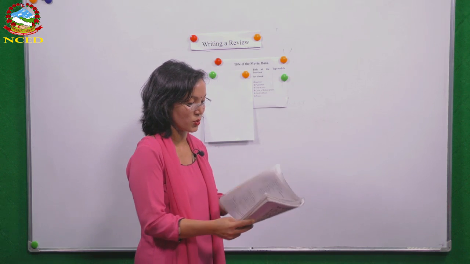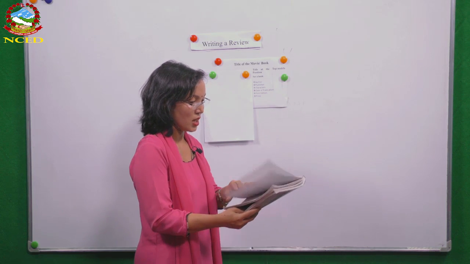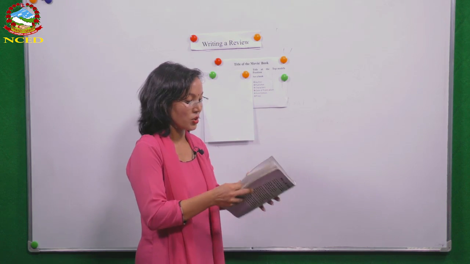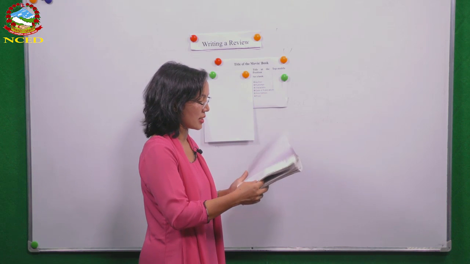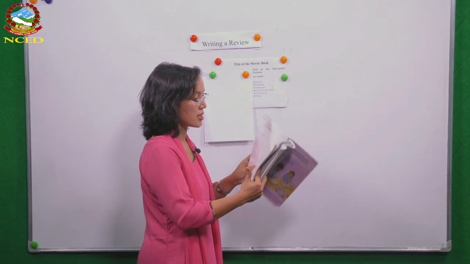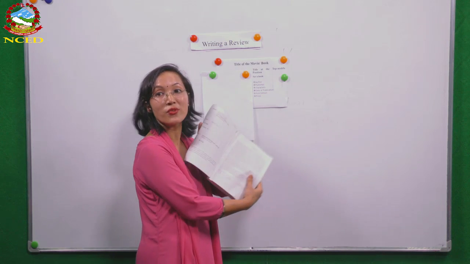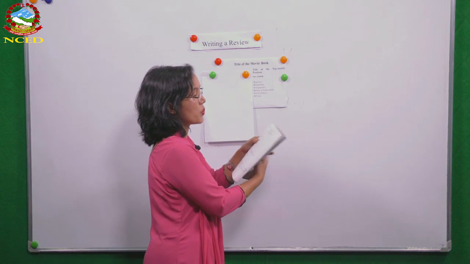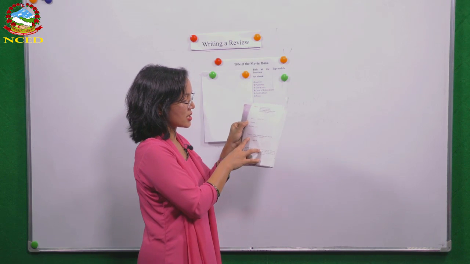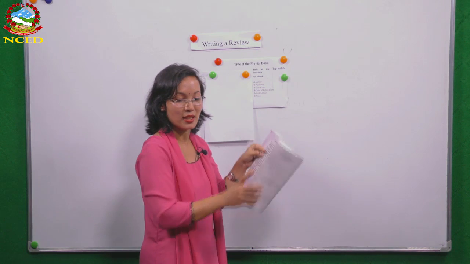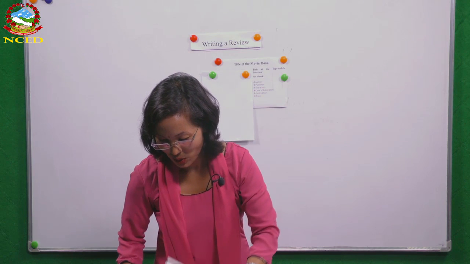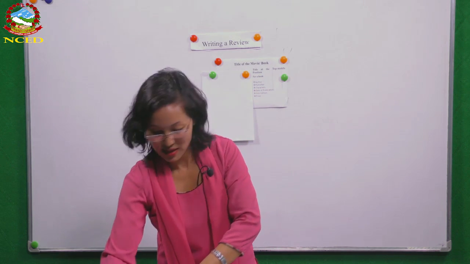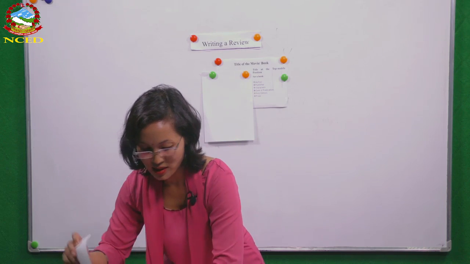It's given in your textbook as well. If you want to do a review of your grade 10 English book, you could write the book's name, and who the writers are. Is that clear? And here you will find the publisher, first edition, printed at, and price. Is that clear? Okay. Now next, we saw the example.